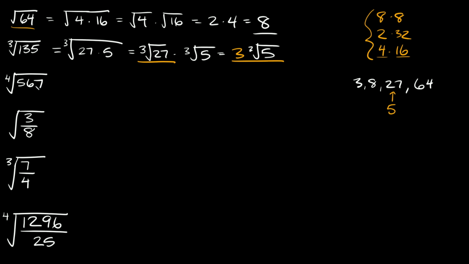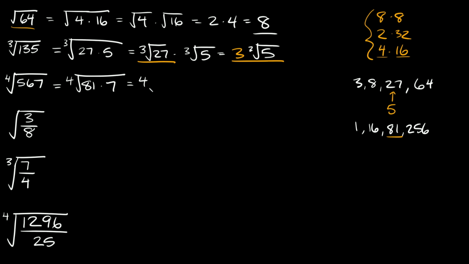So again, we want to use some perfect fourth roots, right? So a little list of those would be, well, 1 to the fourth is just 1, right? 2 to the fourth is 16, 3 to the fourth is 81, 4 to the fourth is 256, and so on, right? So can we break down 567 using any perfect fourth roots? Well, again, here we can. It's a little hard to see because this is kind of a bigger number, but 81 would actually work, right? So then here we can break this down into the fourth root of 81 times 7, right? 81 times 7 is 567.